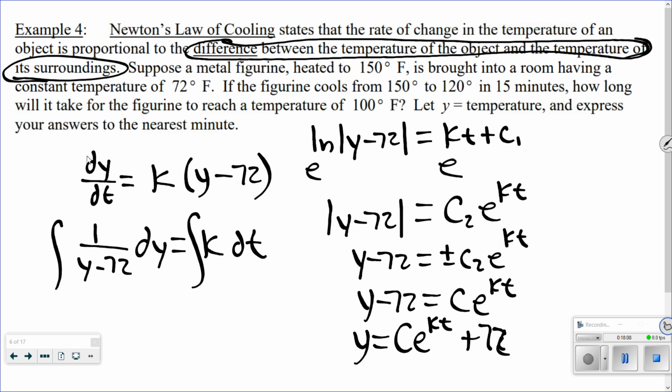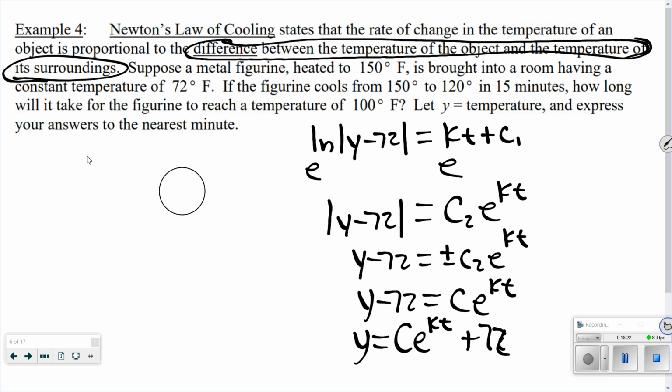Okay, so let's read through it and see if we can find some stuff. It says, suppose a metal figurine is heated to 150 degrees, is brought into a room. So 150 degrees is the temperature at the very beginning. So I'm going to erase this part over here. So that's going to be my C. So I've got y equals 150 e to the kt plus 72. If the figurine cools from 150 to 120 in 15 minutes, how long will it take for the figurine to reach a temperature of 100 degrees Fahrenheit?